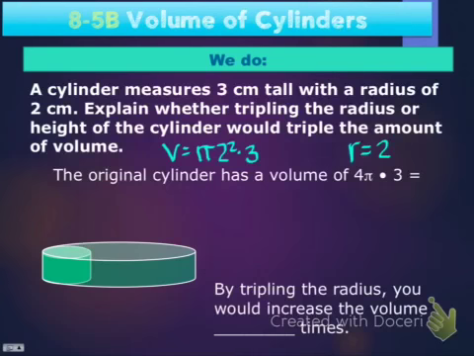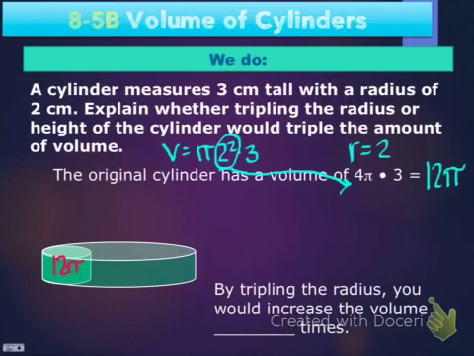So from there, you can see this simplifies down to 4, which is where they get this 4 pi times 3. So 4 pi times 3 is going to be 12 pi. And for now, I'm just going to leave it in terms of pi because I feel like it'll be easier to understand this way. So our original cylinder has a volume of 12 pi. This little guy right here.